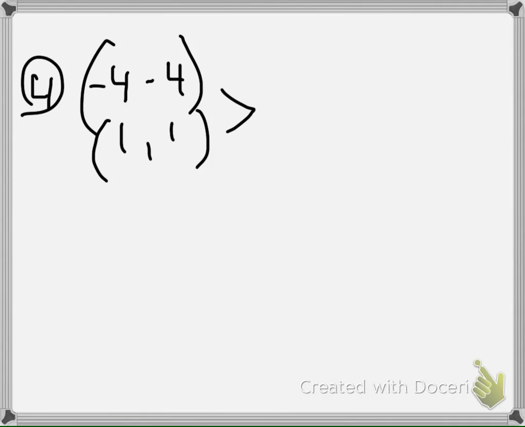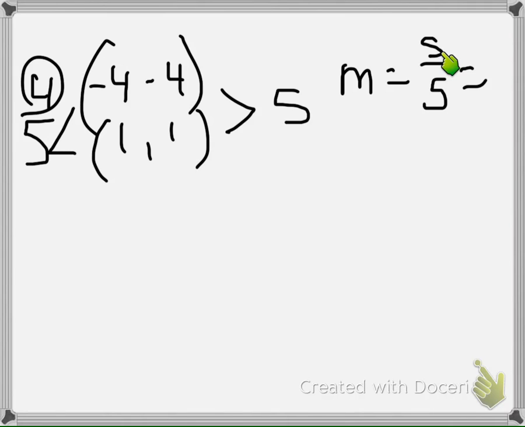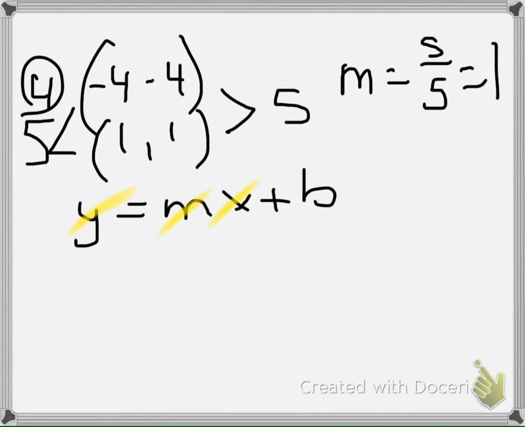Okay, to find the m, I do the change in y divided by change in x. From negative 4 to positive 1 is a change of 5. And from negative 4 to positive 1 is a change of 5 again. Well, m is equal to change in y over change in x. And 5 divided by 5 is a 1. Okay? We need to substitute in how many things? Hope you said 3. 1, 2, 3.